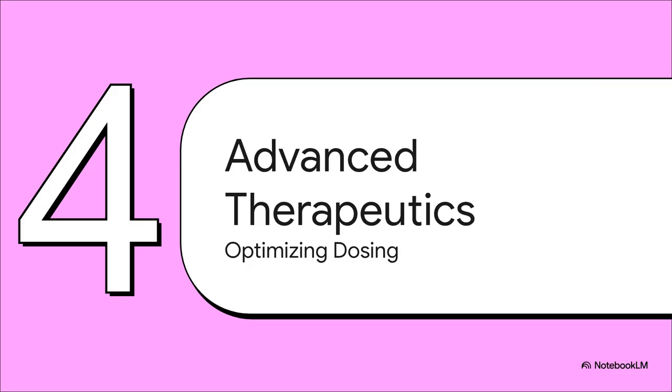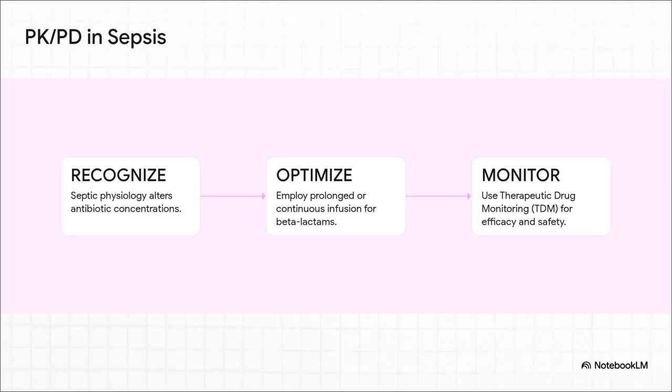You'll hear it called PK/PD. You can think about it as a 3-step process. First, you have to recognize that in sepsis, with all the fluid shifts and organ dysfunction, antibiotic levels can be all over the map. Second, you optimize. For certain antibiotics, like beta-lactams, this often means running them as a prolonged or even continuous infusion. This helps keep the drug level where it needs to be to kill the bacteria.